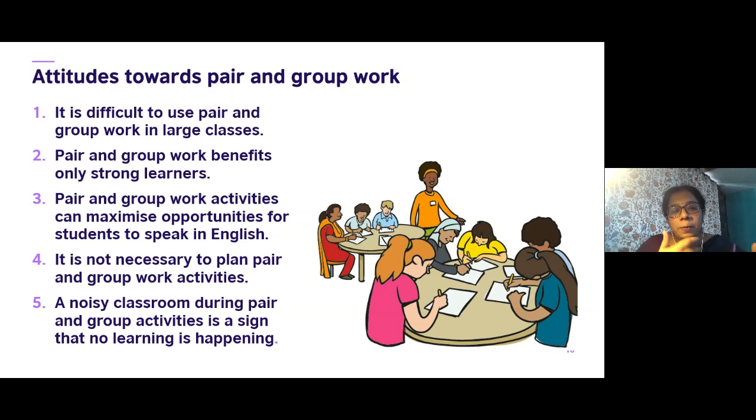I think many teachers have this problem. They feel sometimes that a noisy classroom during pair and group activities is a sign that no learning is happening. How many of you agree with statement 5? We are looking at statement 5 now, where teachers have shared that a noisy classroom means that no learning is happening.